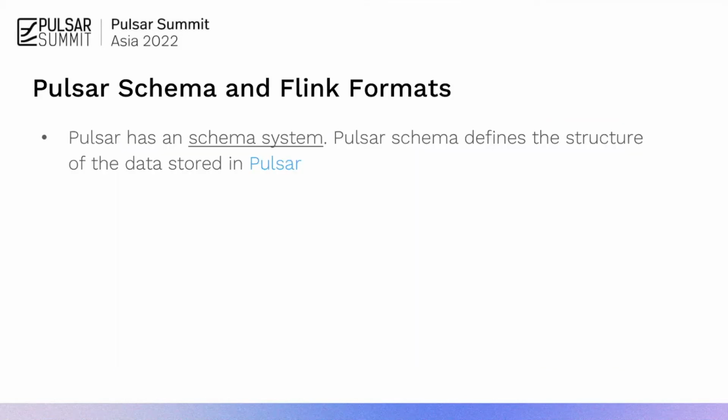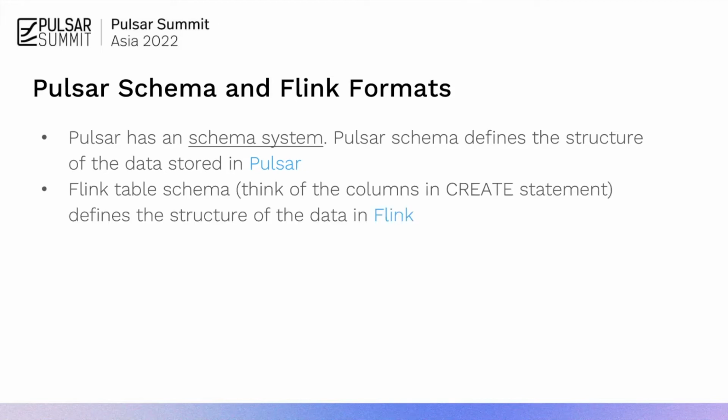Next, we're going to introduce the Pulsar schema and the Flink formats. Still, I want to provide some background information as well. We know that Pulsar has a schema system. What does this schema system do? The Pulsar schema basically defines the structure of the data stored in Pulsar topics. Similarly, Flink has a table schema as well. It defines the structure of the data to be processed in Flink.